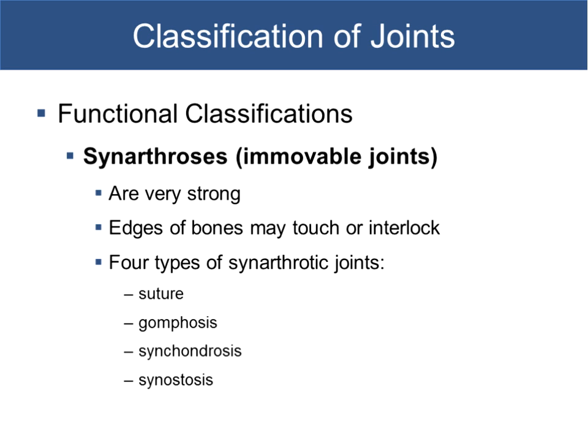So going on, remember we're going to talk mostly about those functional classifications. So just a little bit more detail on synarthroses. Synarthroses are very, very strong, but because they're very strong, once again, they don't really have a whole lot of motility or mobility to them. At synarthrotic joints, the edges of the bones can touch each other, or sometimes they even interlock.